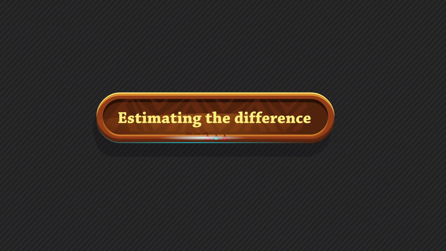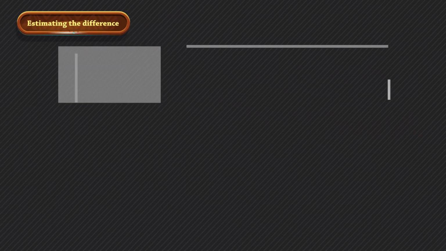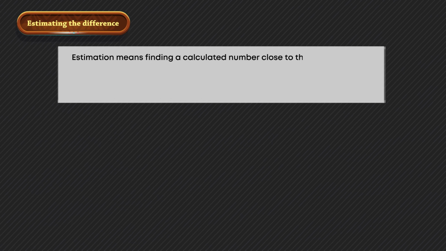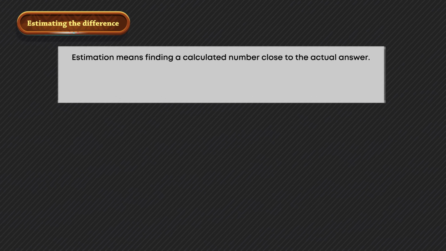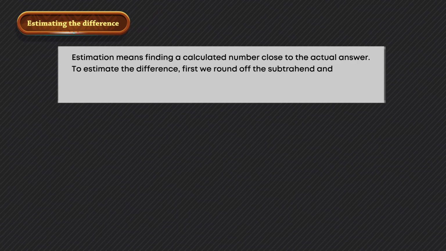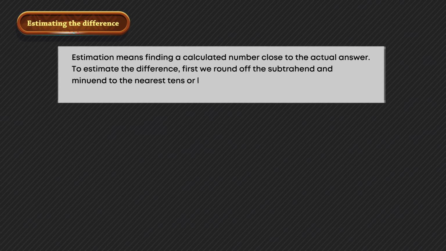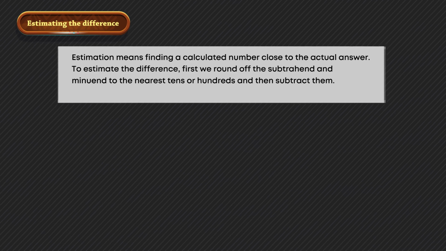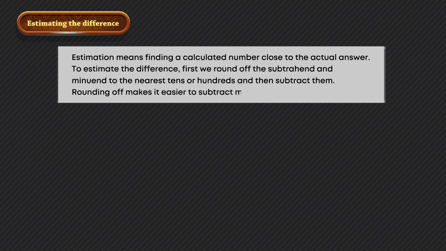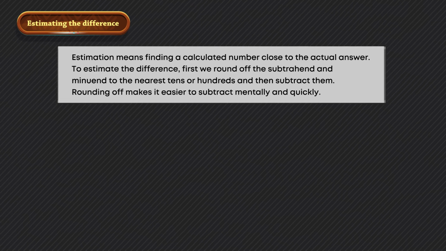Estimating the difference. Estimation means finding a calculated number close to the actual answer. To estimate the difference, first we round off the subtrahend and minuend to the nearest tens or hundreds and then subtract them. Rounding off makes it easier to subtract mentally and quickly.